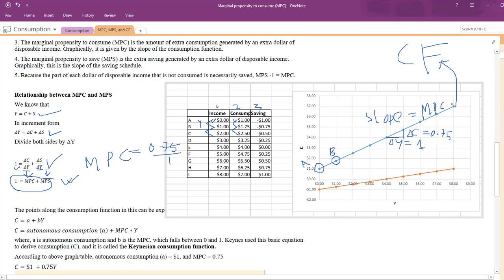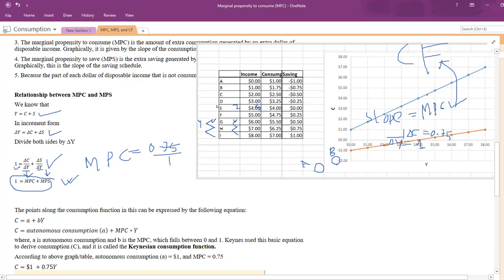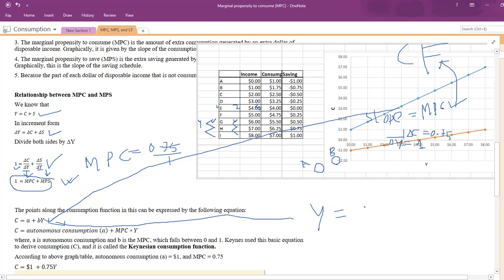I just call this graph the consumption function. We can also write the equation of this graph. The equation of this graph can be written something like this. If you remember, this equation is similar to what we learned in school, that is y is equal to a plus bx.